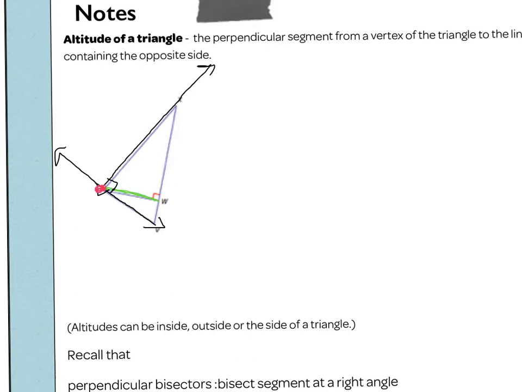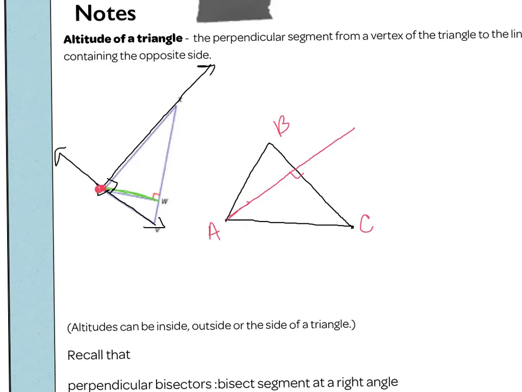Let's try this again for an acute triangle. Here's an acute triangle, and we're going to draw in the altitudes. Remember, it has to go from vertex to the side opposite, and it's got to be making a perpendicular segment. So I'm going to start here. I'm going to say this is A, B, and C, and I'm going to go from vertex A across to BC. And here I go, right across, and this is perpendicular. So there's a perpendicular line there.